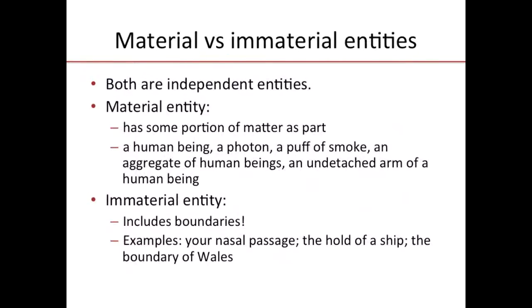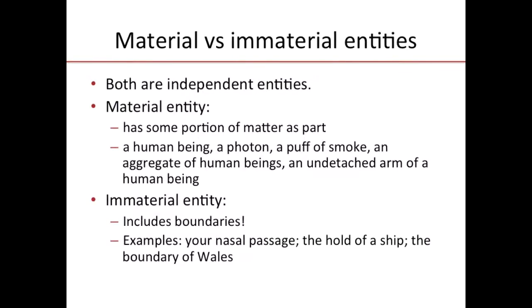Okie dokie. That's an easy one, material versus immaterial entities. Material entities are things that have some portion of matter as a part. A human being is a material entity, a photon, a puff of smoke, because the smoke contains material entities. And an aggregate of human beings, all of the people in the room, is a material entity. And the undetached arm of me is also a material entity.